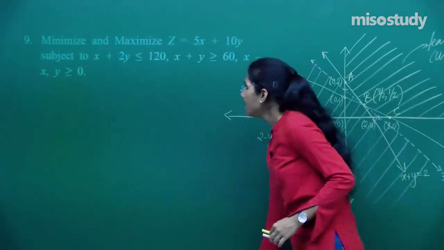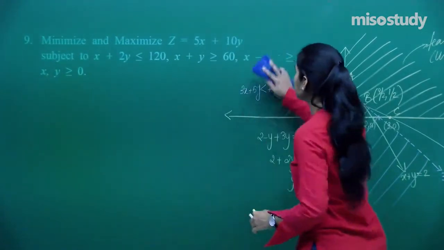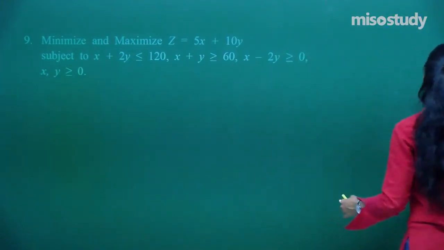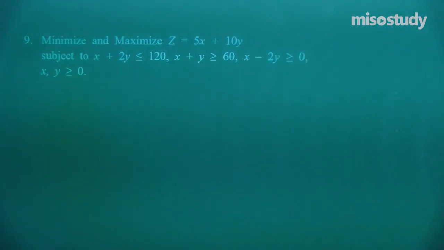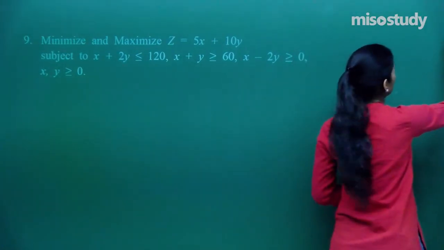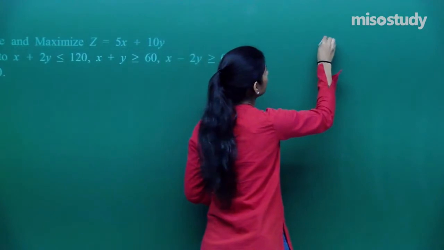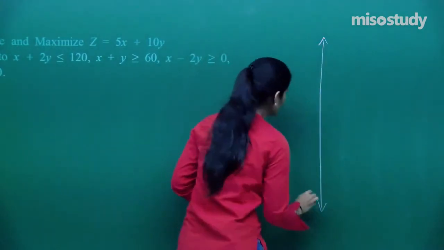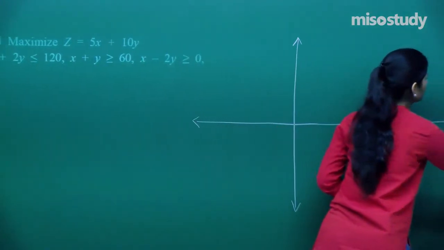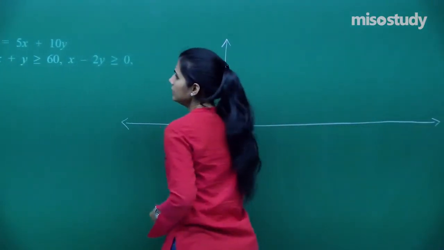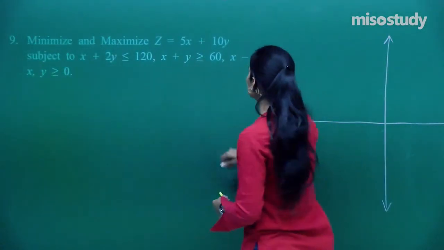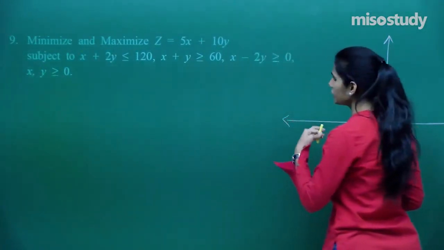We have minimize and maximize z equals this subject to these constraints. Let's try to do this. Again, we have to do the same thing. So I have y-axis, x-axis. So here you can see the figures x plus 2y is less than equal to 120, x plus y is greater than equal to 60, x minus 2y is greater than equal to 0.